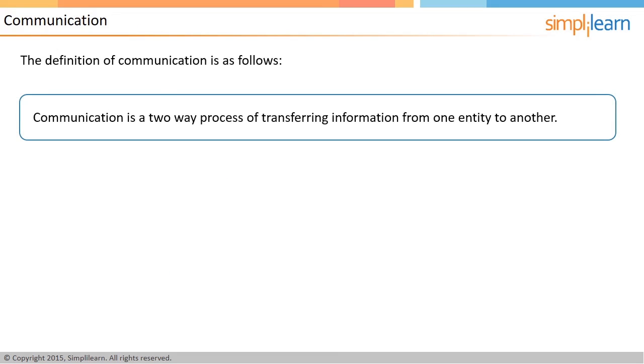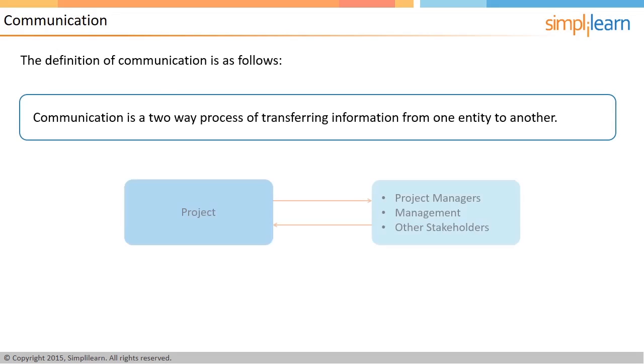Communication can be best defined as a two-way process of exchanging information between two entities. As you can see on the screen, if project is an entity, the project needs to communicate with other entities in the organization, like project managers, senior management of the organization, and any other stakeholder of the project. Similarly, these entities may also have to communicate with the projects. The communication between project and the stakeholders is always two-sided.